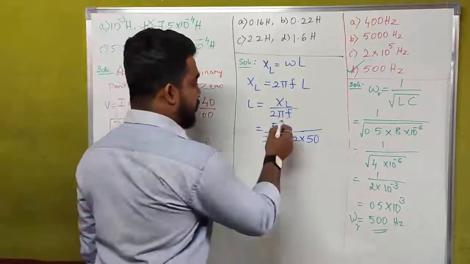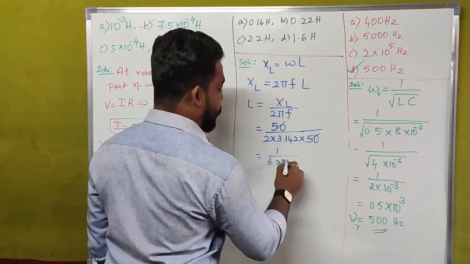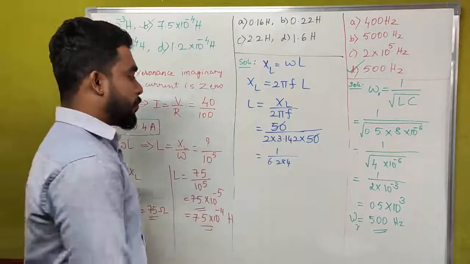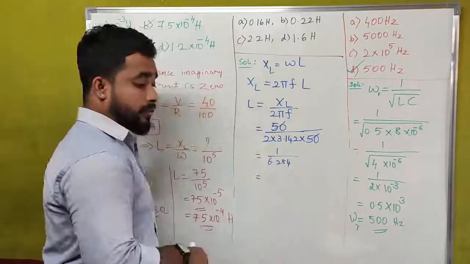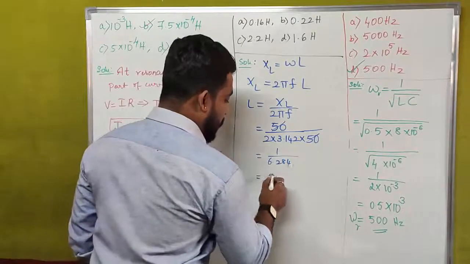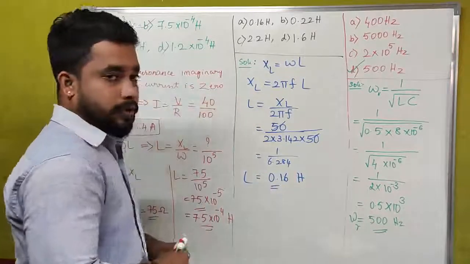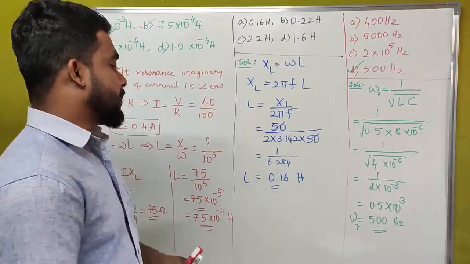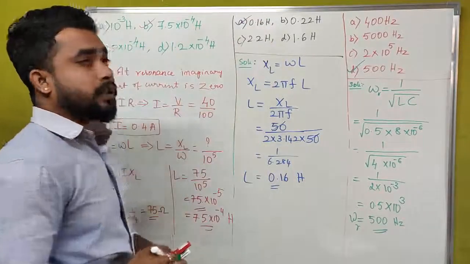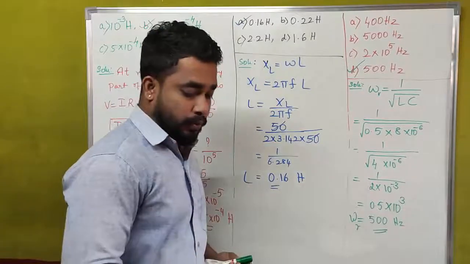Then what we are getting here, 50 gets cancelled, and 1 divided by 6.284. 2 times 3.142 is nothing but 6.284. What is the value of 1 divided by 6.284? That is approximately equal to 0.16 Henry. This is the value of inductance. That is L is equal to 0.16 Henry. This is our option. This is how we are simplifying these kinds of problems.